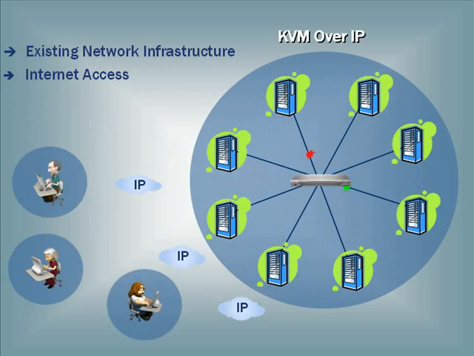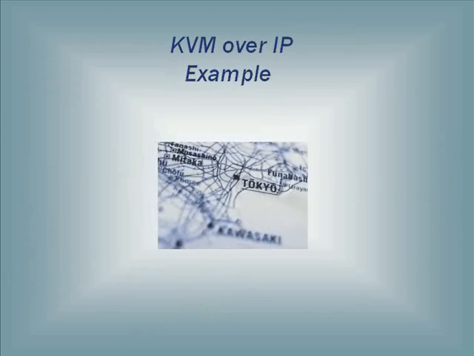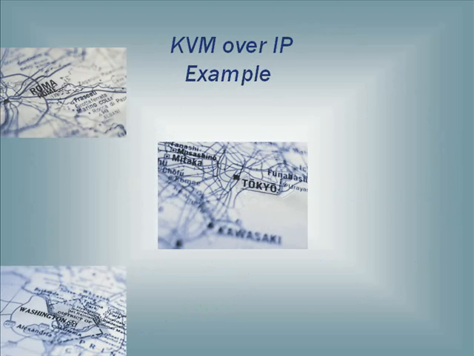Similar to analog switches, there are KVM over IP switches that allow multiple users to access multiple servers at one time. This provides the flexibility for a global IT team to access their servers from anywhere in the world at any time. For example, a company has an office located in Tokyo, Rome, and Washington, D.C.